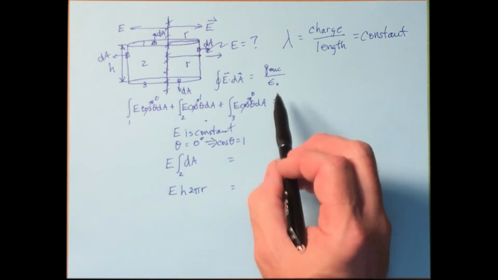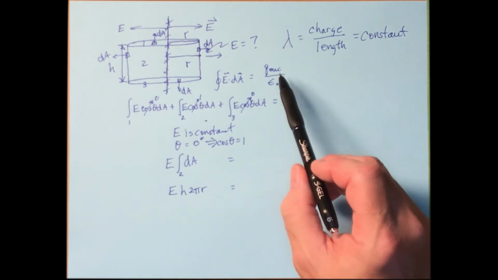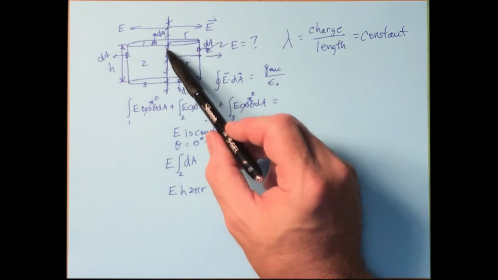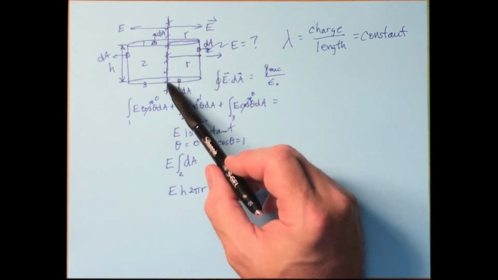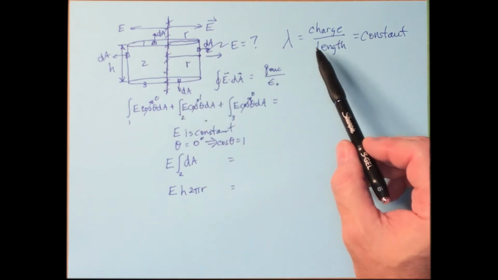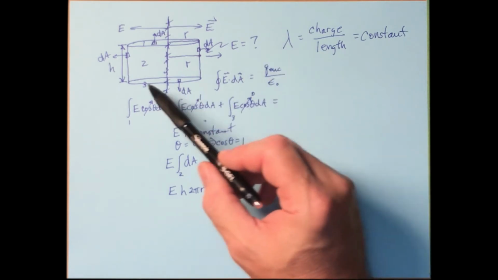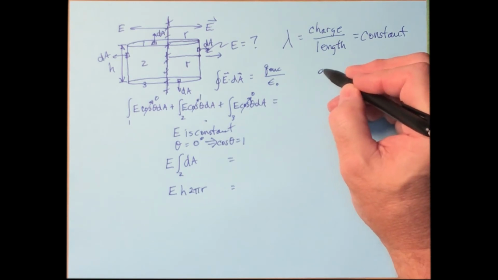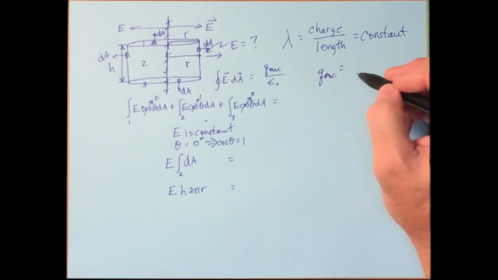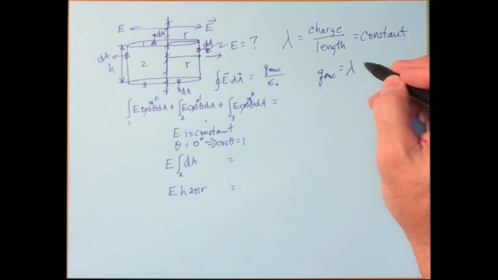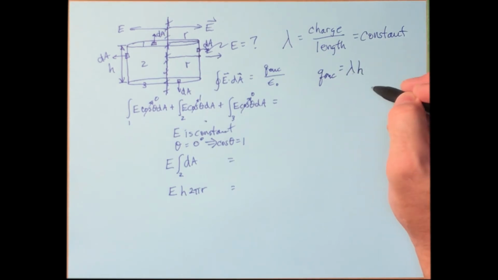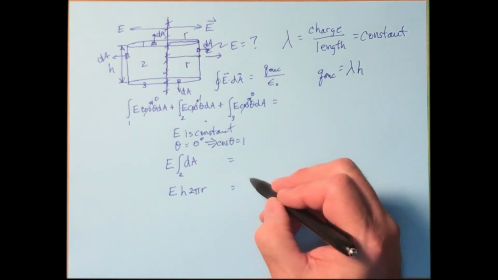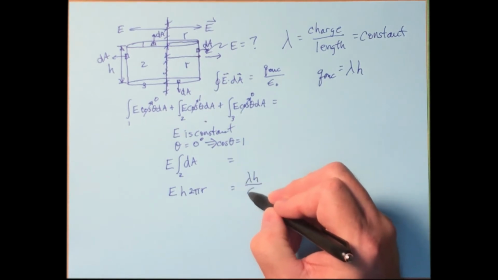Let's move on and talk about the right-hand side then. We need to know the amount of charge that's enclosed inside the Gaussian surface. The amount of charge that's enclosed depends upon this height, h, because that encloses the lambda over that h distance there. So Q enclosed is going to be lambda, which is the charge per length, multiplied by the length, which we've called h. So Q enclosed is this, lambda h. So this becomes lambda h over epsilon naught.